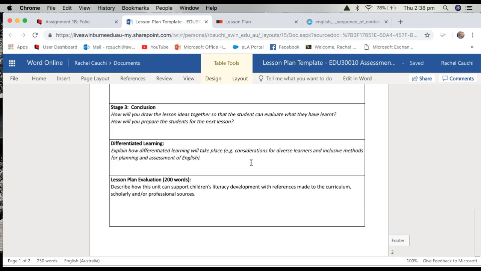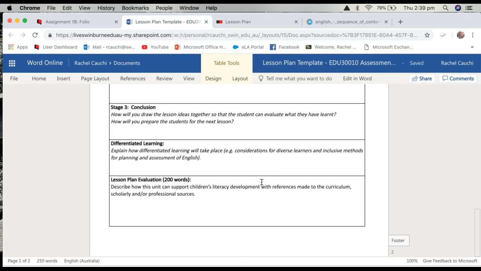Sorry, just some things that I missed. Please excuse the fact that it says unit here. I think that should have said lesson. So describe how this lesson can support children's literacy development. This is very, very similar to the end of the unit plan if you did A1A, the folio. So you would be used to what this means.